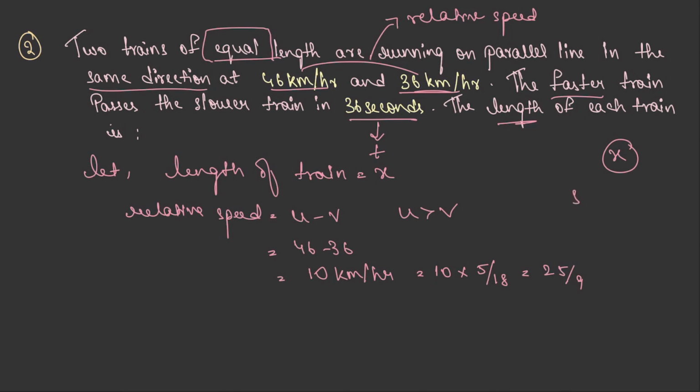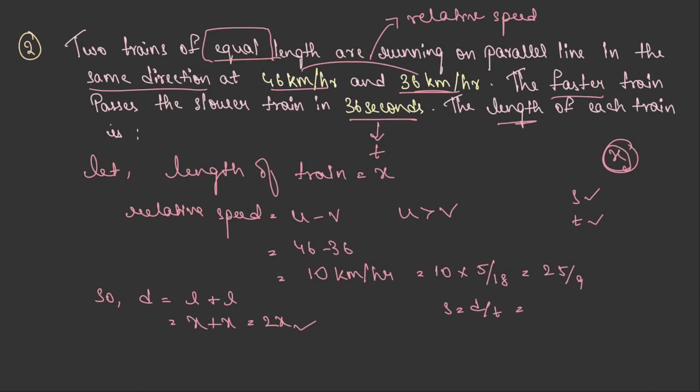We've got the speed. We already know the time. And we can find distance. How? To find distance, we know that distance is equal to the sum of the lengths of the two trains. As we have assumed the length of each train to be x, it is x plus x, that is 2x. So now we know the distance, the speed and the time. We know the formula also. Speed is equal to distance by time.